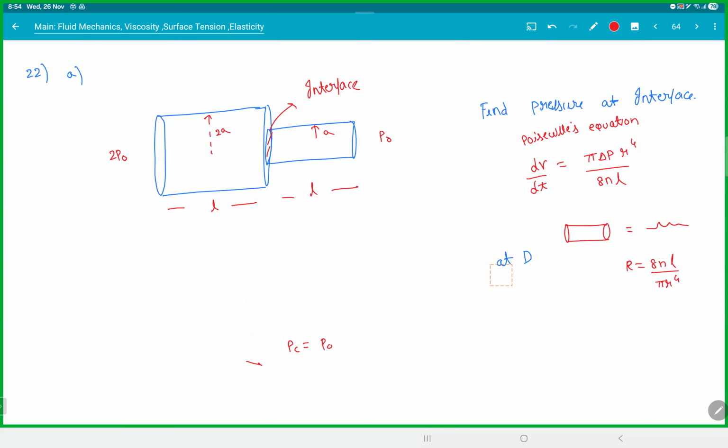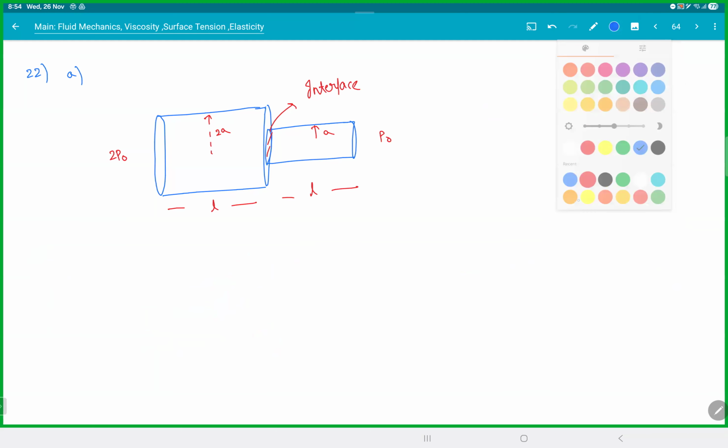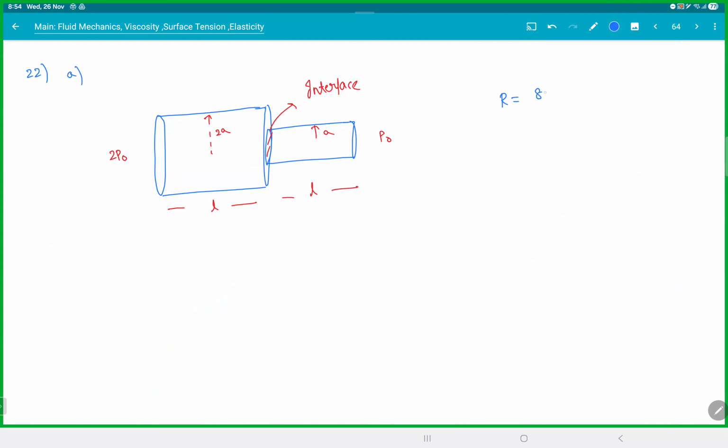So how do we do this? Like I said, the resistance R is given by 8 eta L by pi R power 4. So we can treat them as two resistors. Converting them into resistors makes it easy. So this resistance is R1. How much will that be? 8 eta L, L is same, R power 4. So if I take this as R, then this guy will be 16R. Agreed? All we want is a ratio anyway.